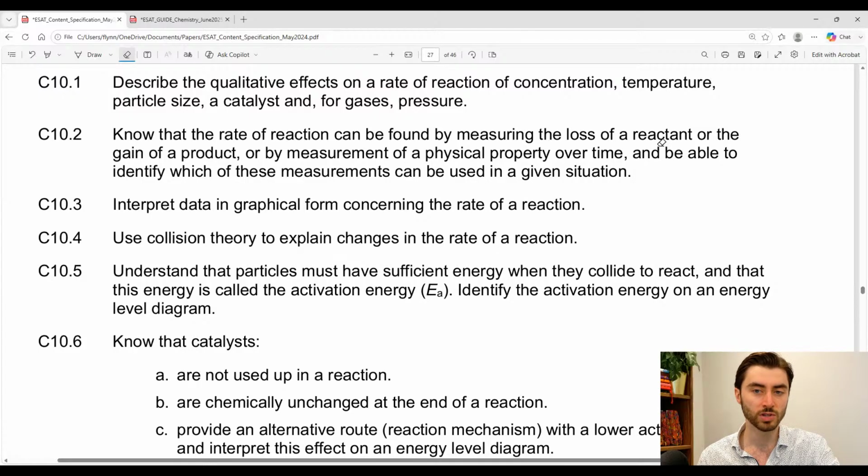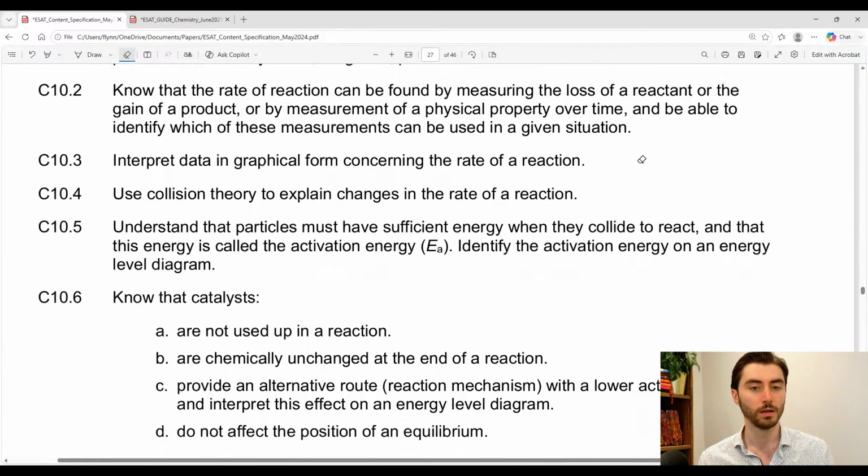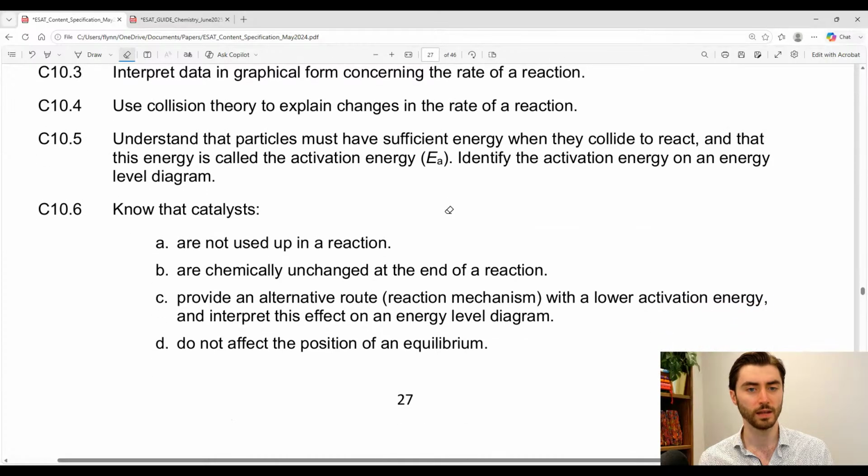So you can measure the loss of reactant or the gain of a product in mass or moles measured over time. And importantly, guys, the rate of reaction is given by the gradient at the start. Use collision theory. Yep, we just discussed that. Yep, 10.5, we just discussed that.